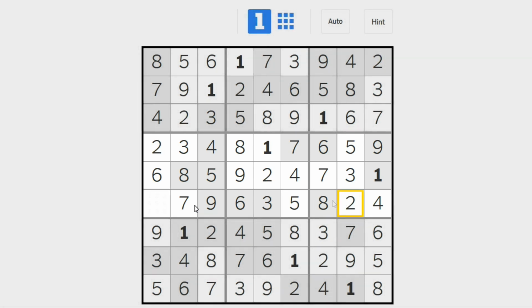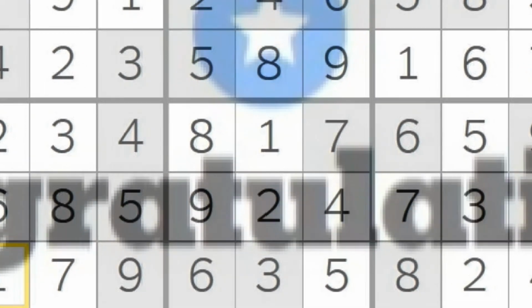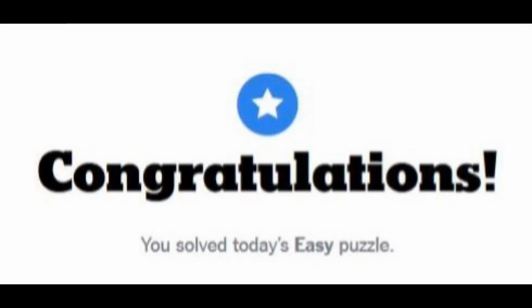Okay, and now we have 1 cell remaining. And what is missing from here is the number 1. And then fill it in. And congratulations! You've solved today's easy puzzle.